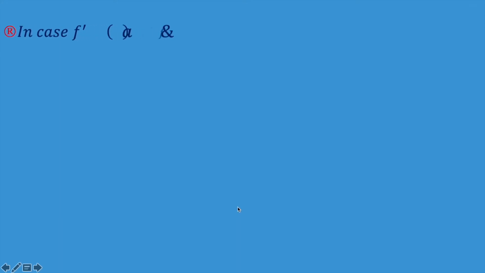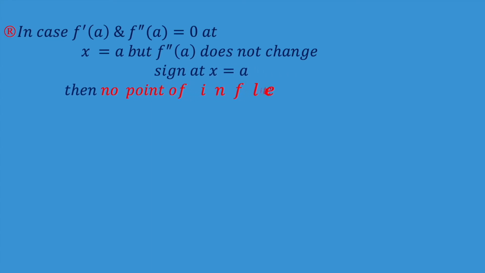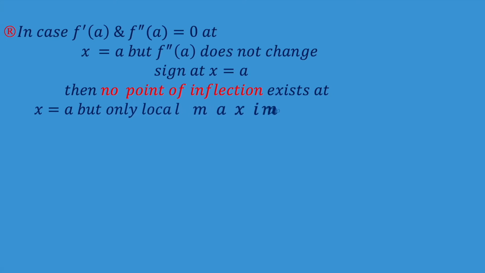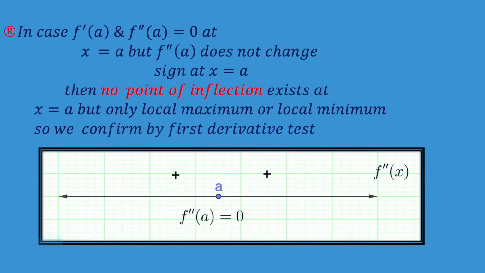Now what if the first derivative and double derivative are both 0 at a point and the double derivative doesn't change sign? Then no point of inflection exists, but that point may have a local maximum or minimum value. So we confirm by the first derivative test. The double derivative does not change sign at that point, and the double derivative is 0, the first derivative is 0.